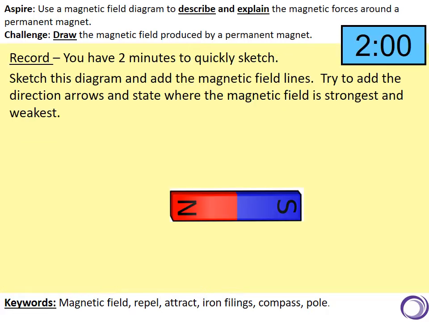So I'm going to give you 2 minutes now, might give you slightly less actually, and I just want you to quickly sketch from memory, don't look at what you've done before, where those magnetic field lines will go. Don't forget you need lines, and the lines shouldn't cross, and you need arrows on those lines.